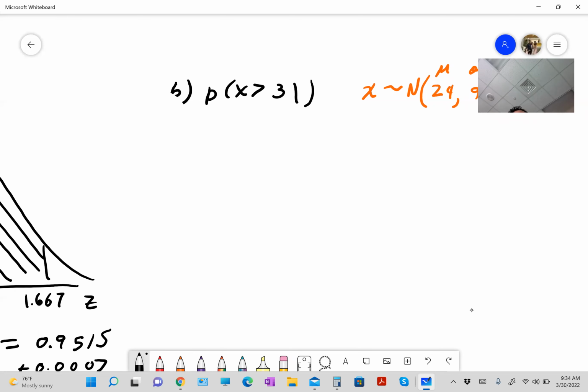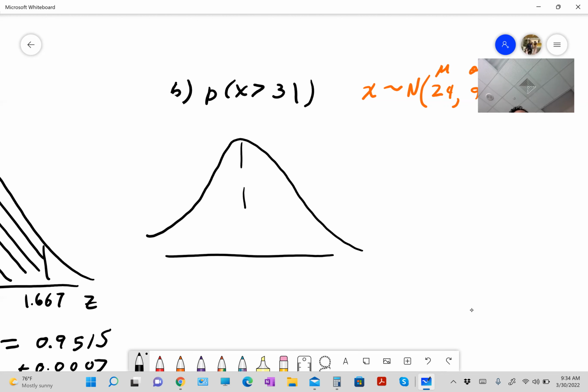So what you do is you draw the situation out. Your middle here is 24. Your sigma, as previously, is going to be the square root of 9, whatever that is, 3. Happens to be a nice number. Now you locate 31, more or less.